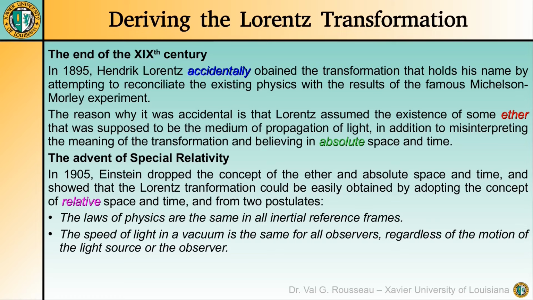What Einstein did was revolutionary, in addition to being simpler. He dropped the concept of ether and absolute space and time, adopting the concept of relative space and time, and showed that the Lorentz transformation could be easily obtained from two postulates. The first postulate is Galileo's principle of relativity. The laws of physics are the same in all inertial reference frames. This postulate is directly supported by experiments.